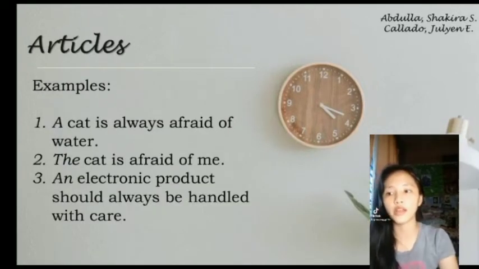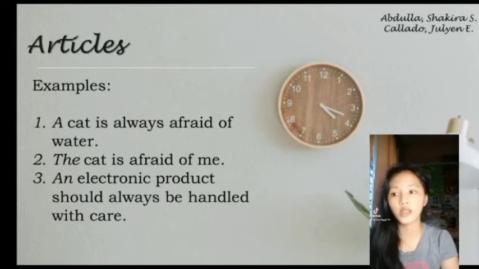Some examples of articles. Number 1, a cat is always afraid of water. A is an article adjective that describes the noun cat. Number 2, the cat is afraid of me. The is an article adjective used to describe the noun cat. And number 3, an electronic product should always be handled with care. An is an article adjective used to describe electronic product.